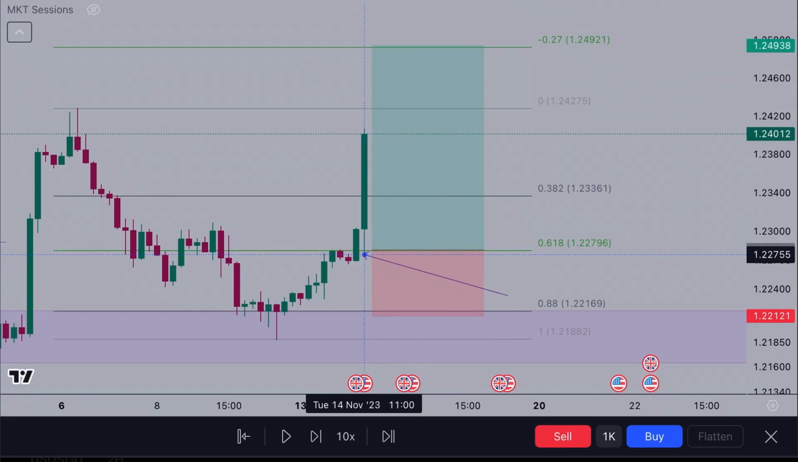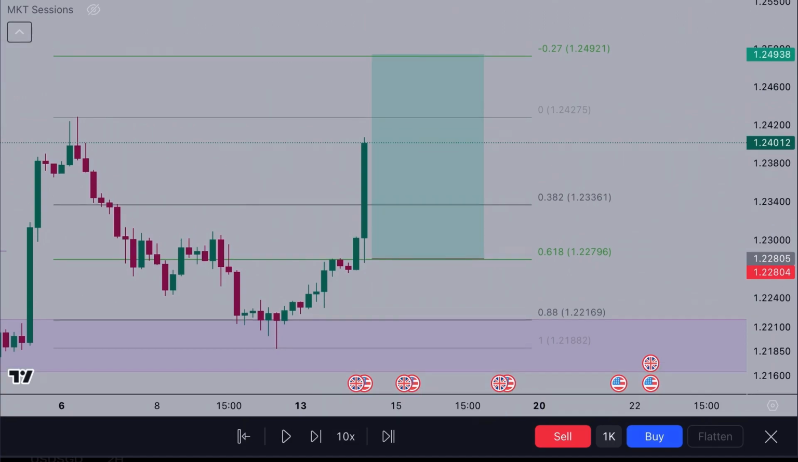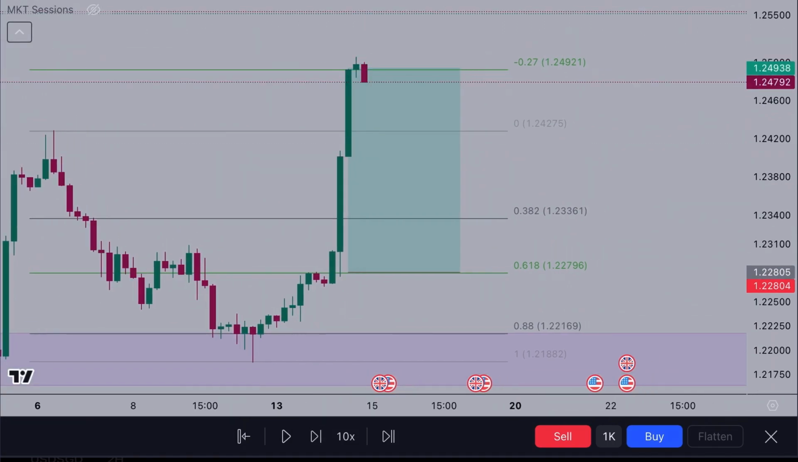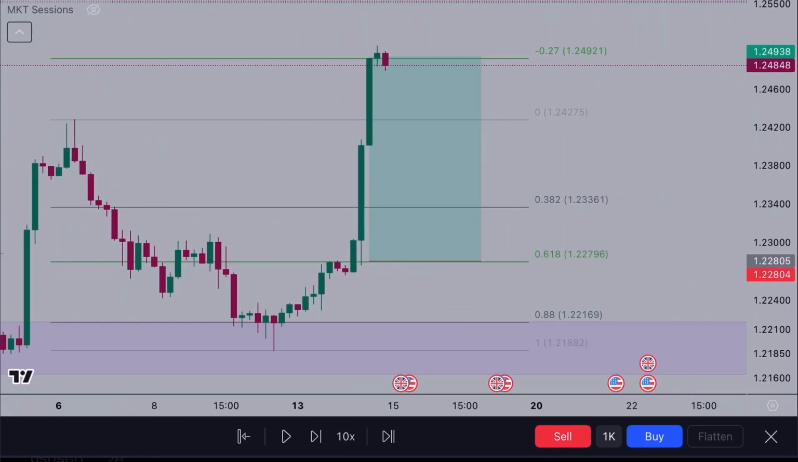So right now we're in the trade, and I will move to break even once price breaks this 38 level and closes above it. So right now it is valid for me to put my stop loss at break even and just let the trade ride all the way to my TP, and boom, price hit TP. And this was one of the trades that I took that helped me get funded.